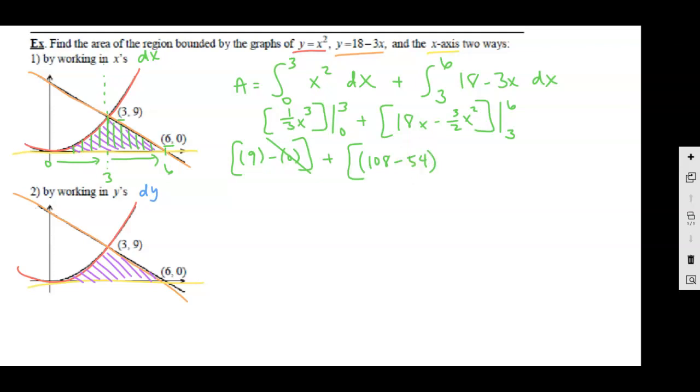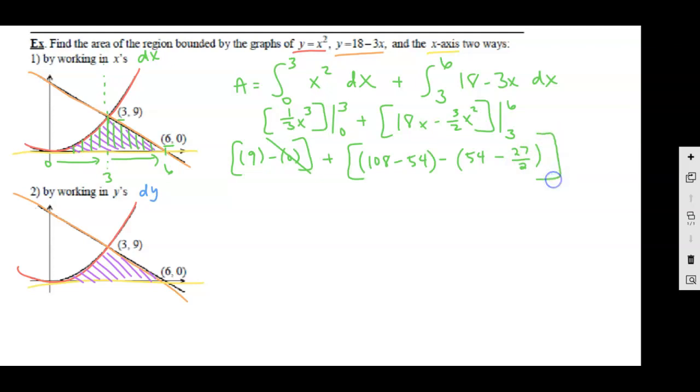So if I took 6 and plugged it in, 18 times 6 is 108. And then 6 squared, 36 divided by 2 is 18. 18 times 3 is 54. So there's the upper evaluation minus the lower evaluation. Here we go. 18 times 3, okay, that's 54. And then minus, if I plug in 3, 3 squared would be 9. 9 times 3 is 27. So I'm going to have 27 over 2.